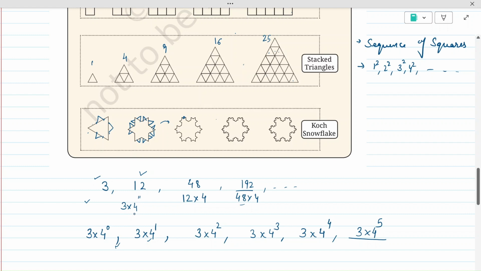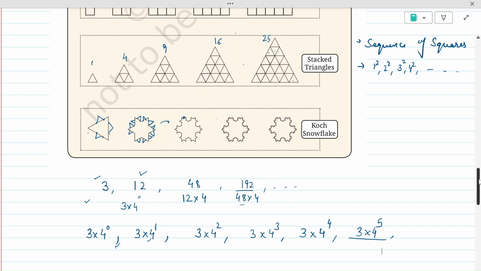You see here, 4 raised to the power 0 is 1, so that is 3. 4 raised to the power 1 is 4, 4 multiplied by 3 is 12. 4 raised to the power 2 is 16, 16 multiplied by 3 is 48. And so on. We will get bigger numbers. So in the Koch snowflake, the first figure will have 3 sides, and to get the next figure, we draw a triangle on each side and divide it equally, like we have done.